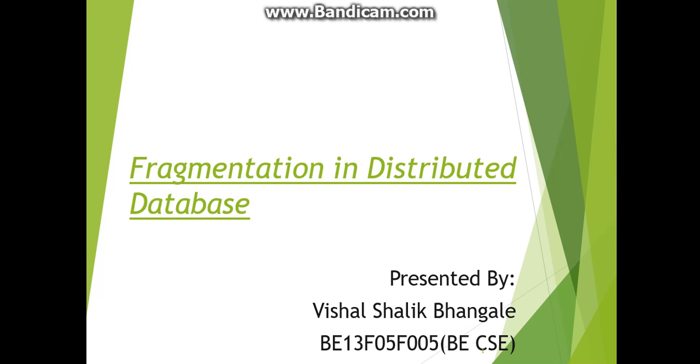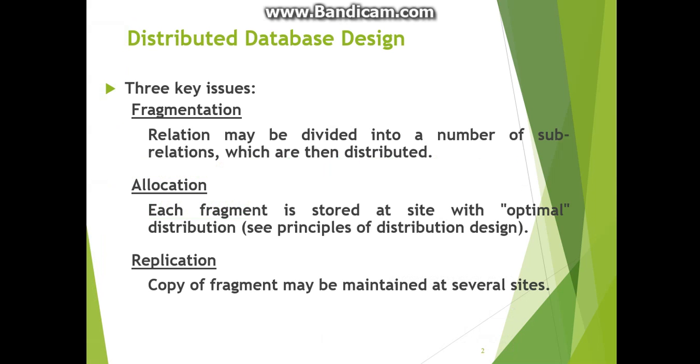So let's see some basics in distributed database. There are three key issues in distributed database design. First is fragmentation, then allocation, and then replication. Fragmentation means there is something called a relation, which we call a table, in which all the tuples and all the data are stored. In fragmentation we divide that relation into a number of small sub relations, decomposing a relation into multiple smaller units called fragments, and all these fragments must be logically related and should be correct parts.